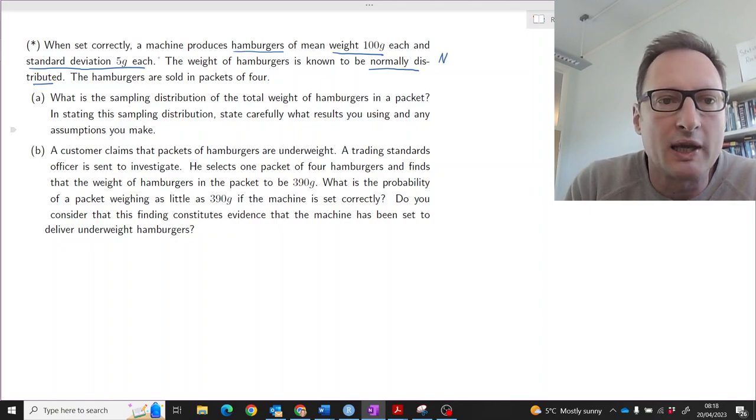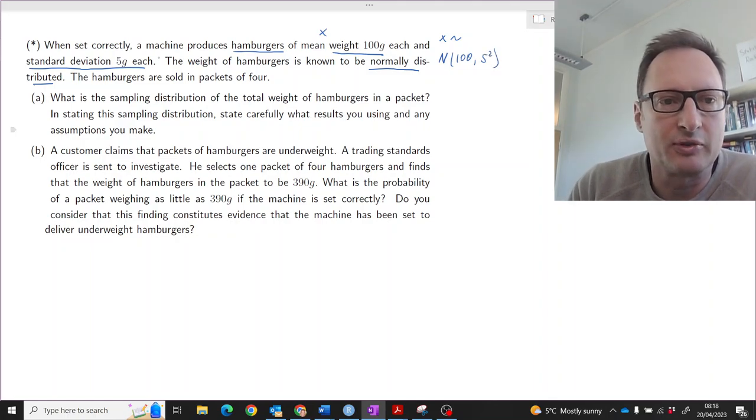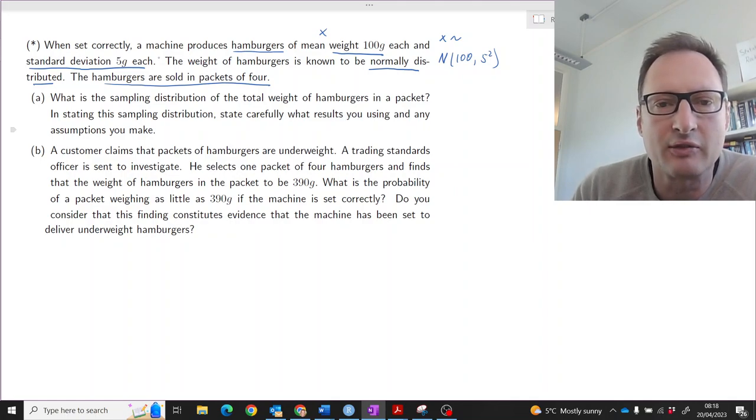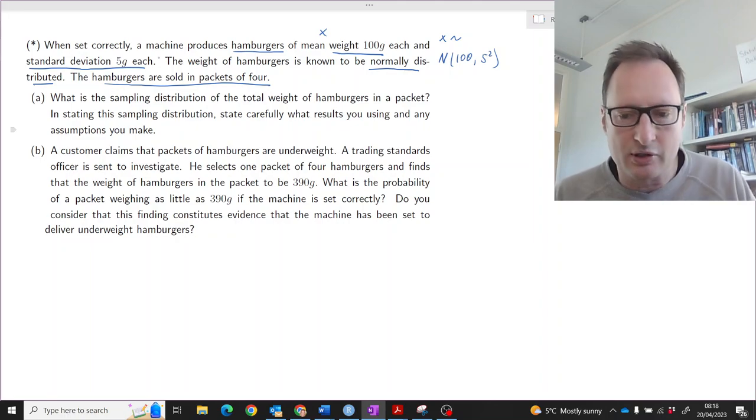So let's call that weight X. So X is normally distributed with mean 100 and variance 5 squared. So that is what we know from the information. Now the question: what is the sampling distribution of the total weight of a hamburger packet, and here we say hamburgers are sold in packets of 4? In stating the sampling distribution, state carefully what results you're using and any assumptions you make.